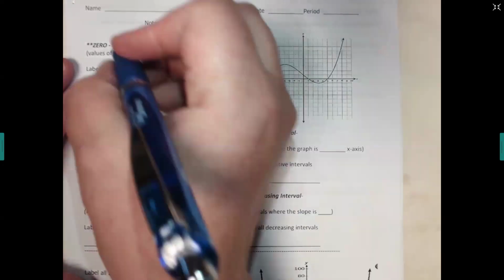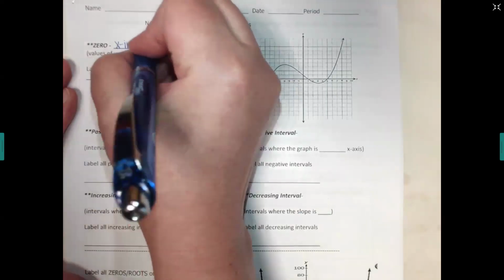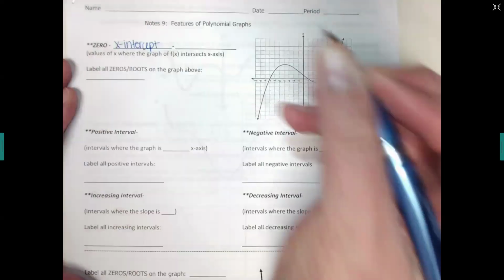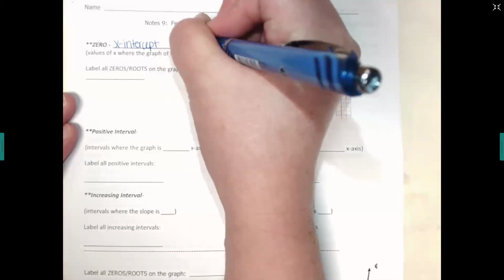Okay, a zero is another term for an x-intercept. And these are also going to be referred to as roots. Reminder that we should not have computers out during this part of class. Let's close those up, put them to the side, please. So a zero, an x-intercept, and a root are all the same thing.